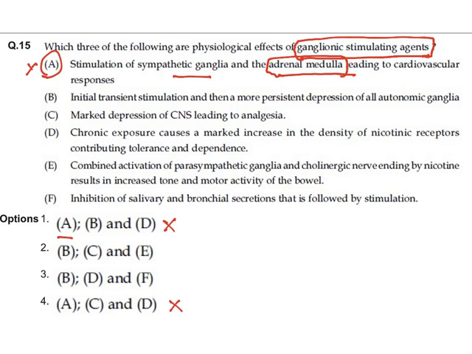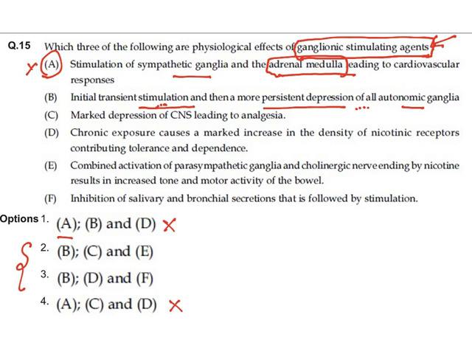The moment you see that this is wrong, both of them are gone. So you need to think about only two options. In both of them, B is there. That means B is definitely true. What is that? Initial transient stimulation and then a more persistent depression of all autonomic ganglia. See, the ganglionic stimulants initially cause stimulation and then persistent depression. So this is definitely true.